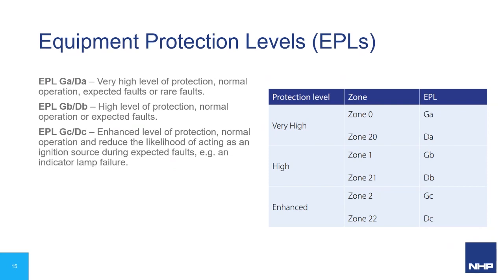GC in this case is only good for zone 2. In saying this, however, there are instances where you can put in equipment of a lower EPL into a more dangerous zone, but this involves doing a comprehensive risk assessment to ensure that the level of risk introduced is at an acceptable level, and there is a lot of documentation required to back this up and justification. But it's just important to note that this can be done if required.